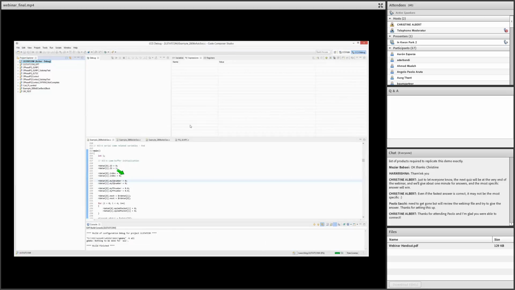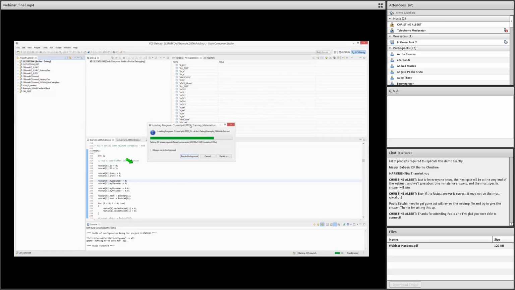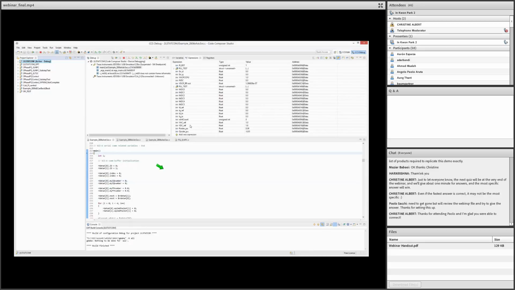So the perspective of Code Composer Studio is changing from the edit perspective into the debugging perspective, and then now the code is being downloaded into the DSP. And by clicking this button, the arrow button, I can start the control.